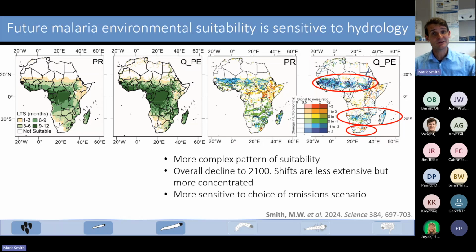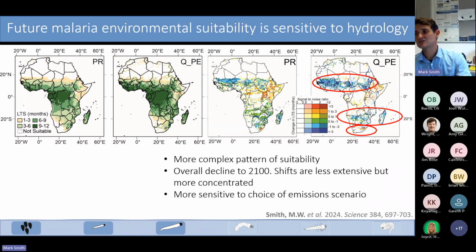Now, other studies have identified this. It's getting too hot, it's becoming too dry, but we're seeing it in our models much more pronounced than seen in other models. Overall, we see these shifts to be less extensive, but more concentrated. So where there is a shift in malaria suitability, it can be up to about 4 months of a shift. So this can have a big impact on the local transmission cycle, going both ways as well.